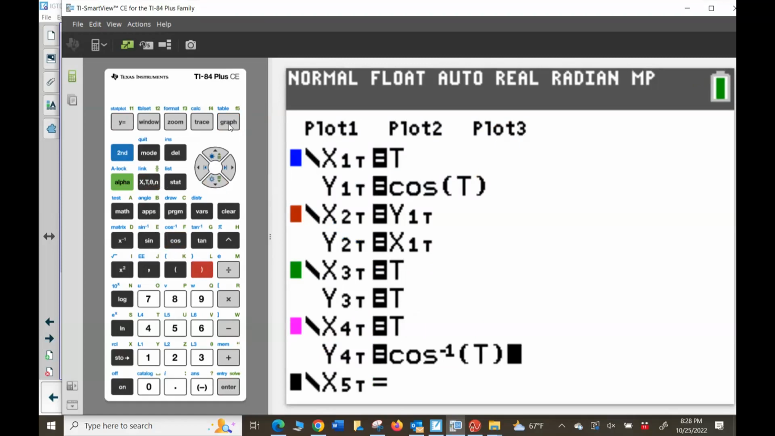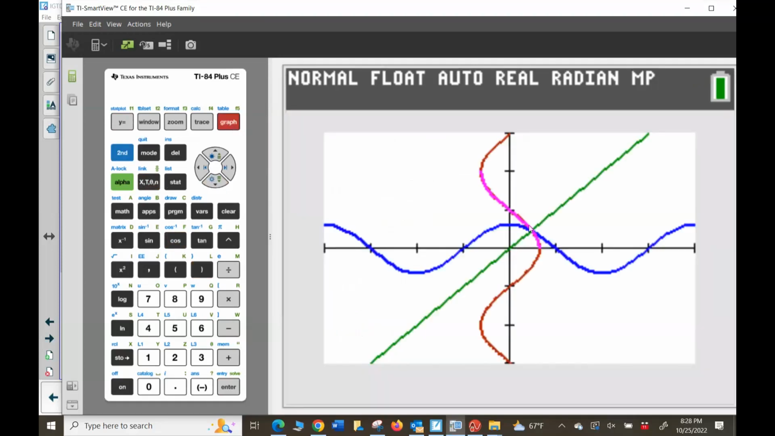So here we go, watch. And there is that inverse cosine that has a domain from -1 to 1 inclusive and a range from 0 to pi inclusive. And I don't know how many of you teach that, but this is a thing of beauty right here.